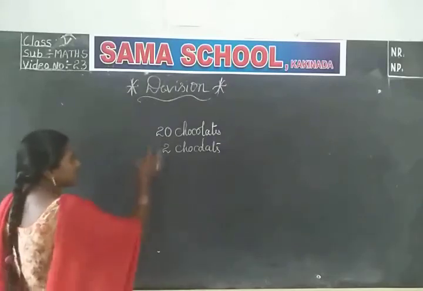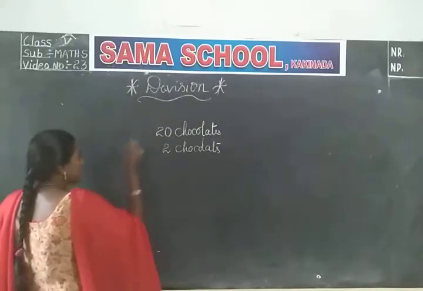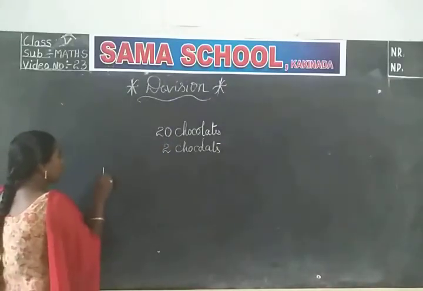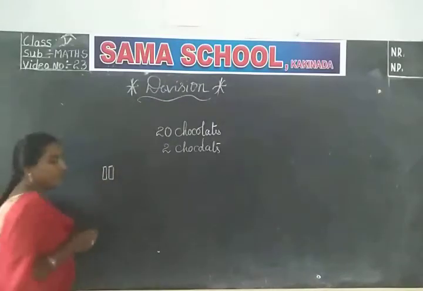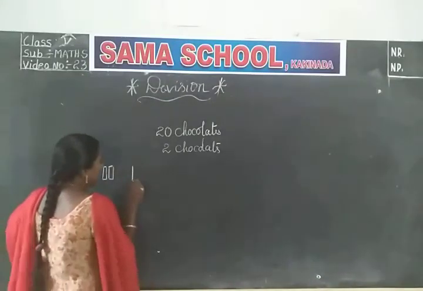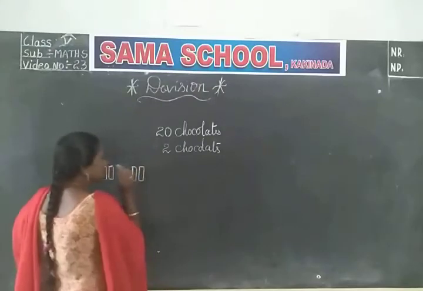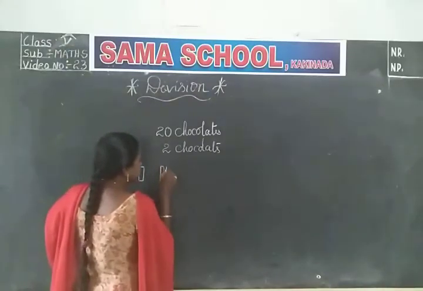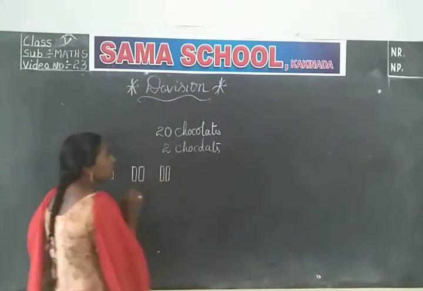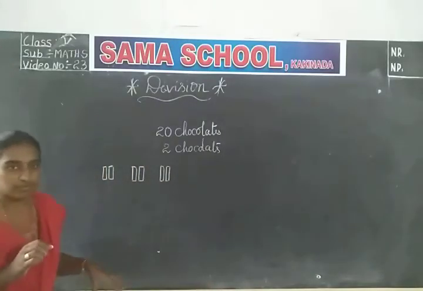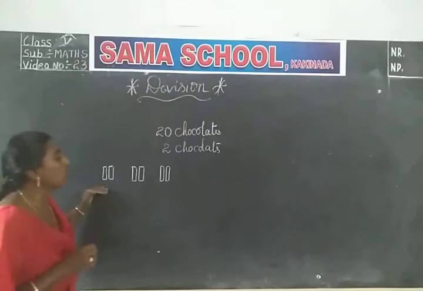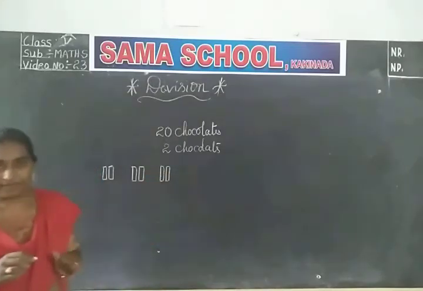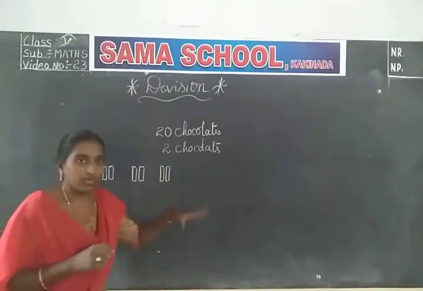First, 20 chocolates are there. From these 20 chocolates, you have taken 2 chocolates and made it into a group. Again 2 chocolates, you made it into a group. Again 2 chocolates. Like that, until you finish 20 chocolates, you will make some groups. So here, how many groups can you make?